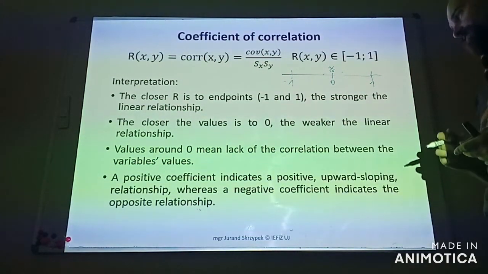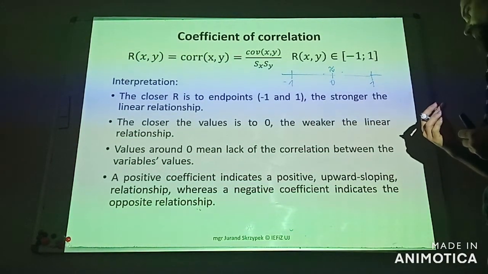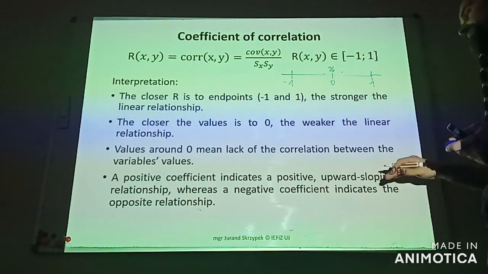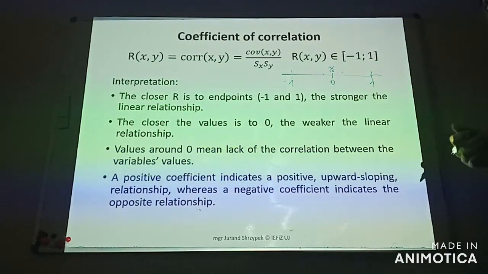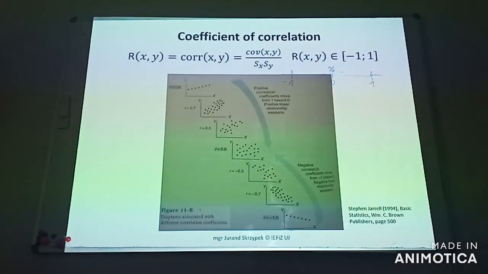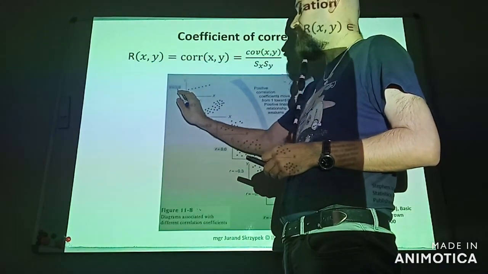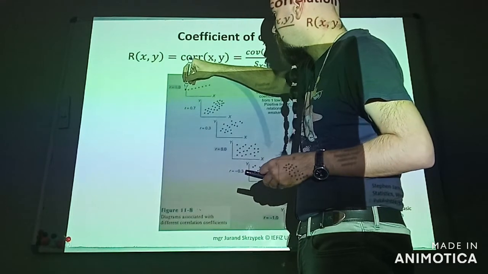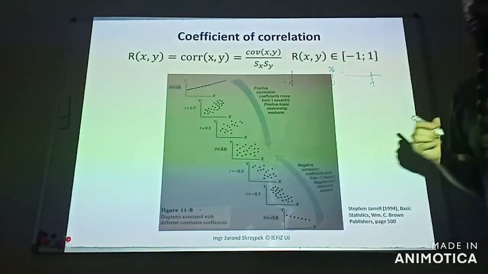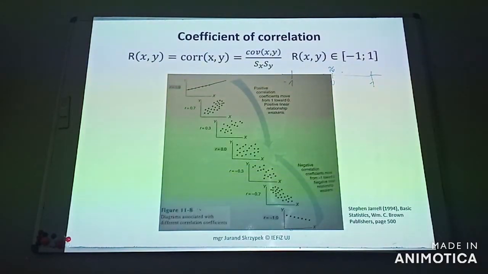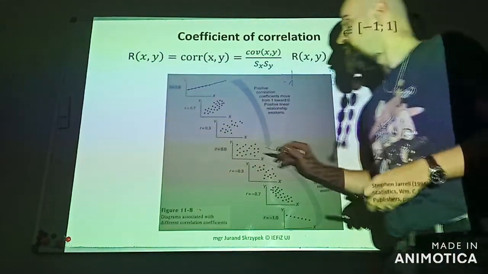A positive coefficient indicates a general positive, upward sloping relationship, whereas a negative coefficient of correlation indicates in general an opposite relationship. Like here, a coefficient equal to 1 means an ideal linear relationship between the values of the variables.